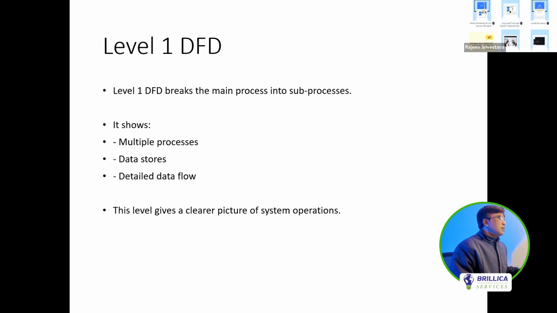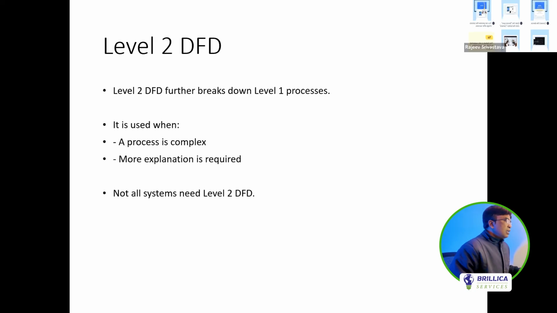Talking about level 2 DFD, what it actually does is it further breaks down level 1 processes. It is used when the process is complex. So when we are dealing with complex processes, we need to have the level 2 DFD. More explanation is required in order to deal with level 2 DFD. So typically not all systems need level 2 DFD.